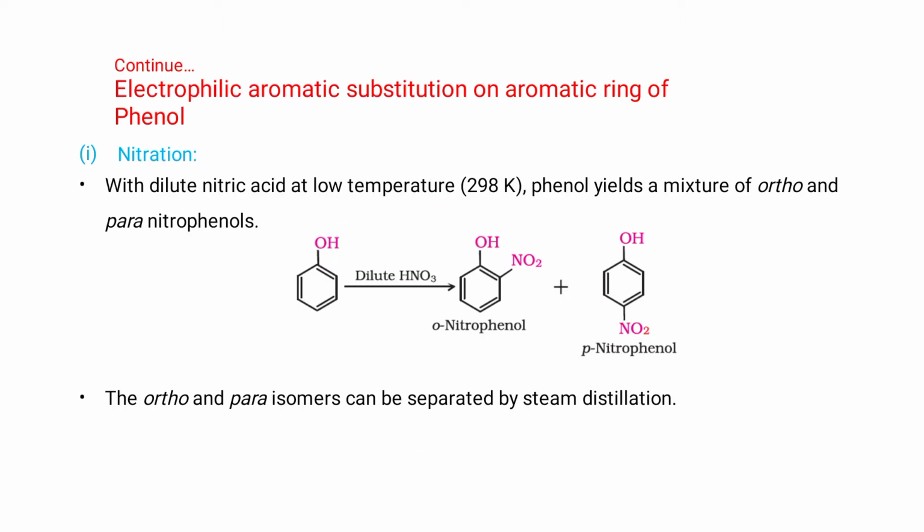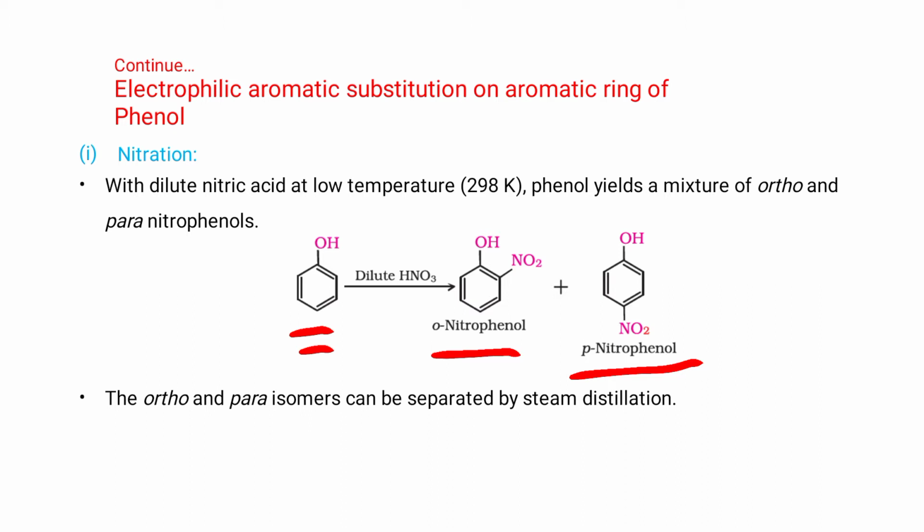Now some reactions are there. First one is nitration. Phenol reacts with dilute HNO3 and we will get two products. One is ortho-nitrophenol and the second one is para-nitrophenol. Here the ortho and para isomers can be separated by steam distillation.